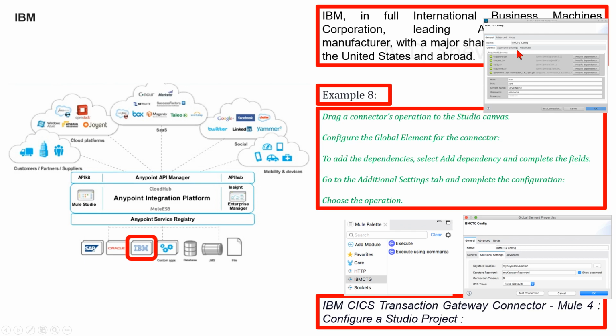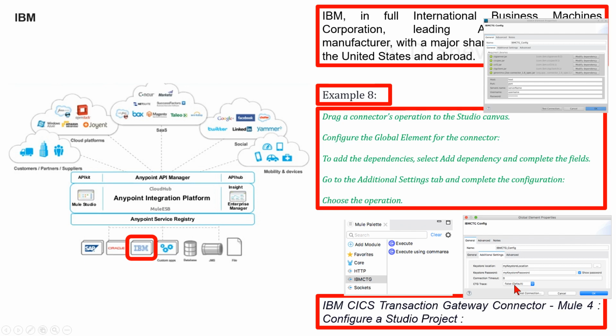Here the key store location. Enter the location of the key stores containing the certificates required for the SSL client, optional, and key store password, enter the password required to access the key store for an SSL client, optional. Connection timeout, enter the socket timeout for the client to CTG. Default value is 0, no timeout.